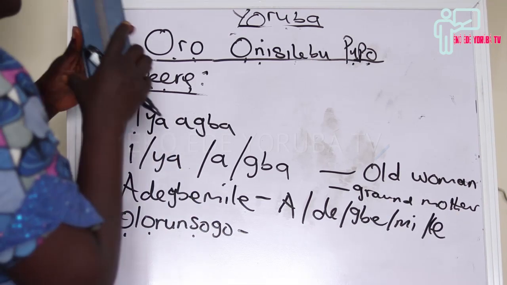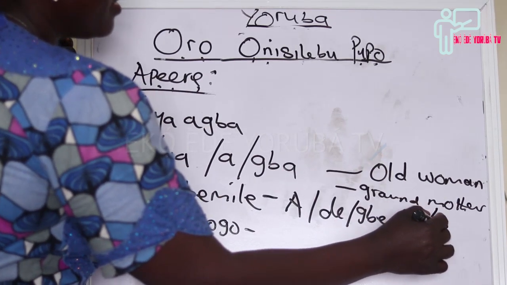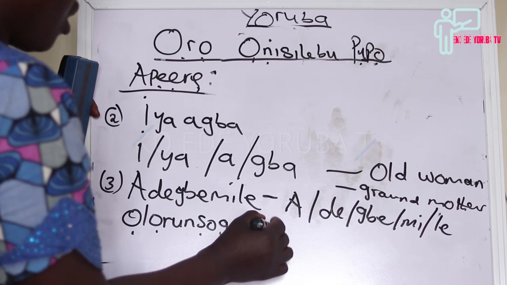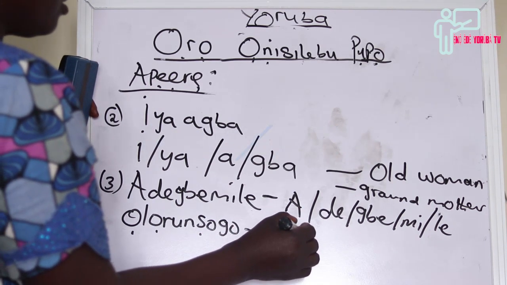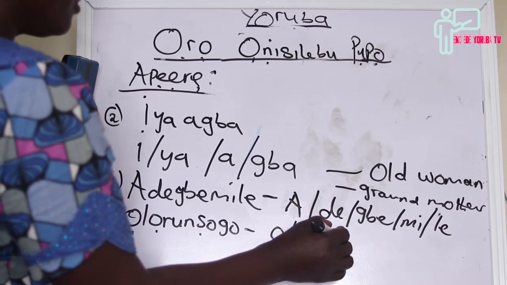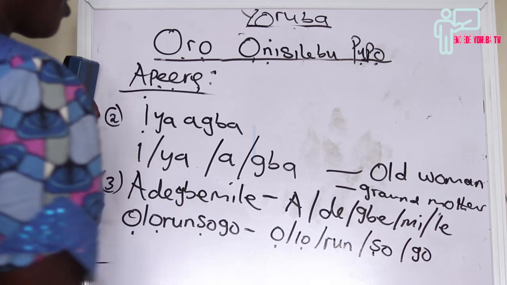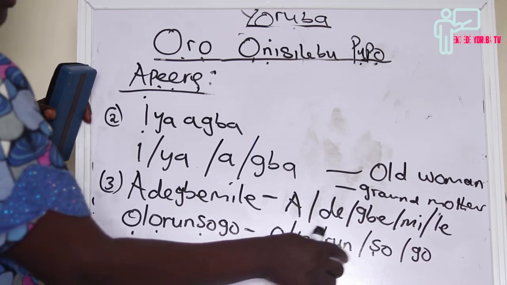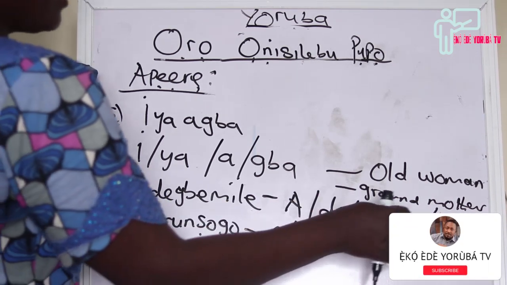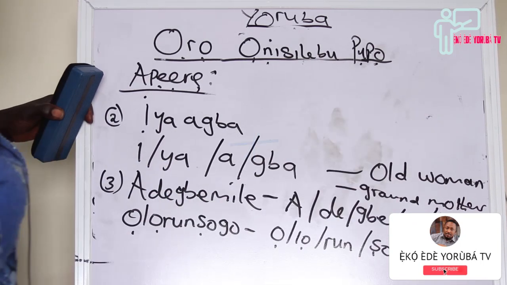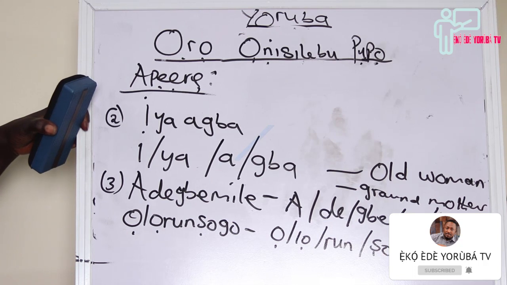You can see. Adegbemile. Let me write it very well. Adegbemile. You see that I put a font at the bottom. Lọ́run ṣògo. Ọlọ́run ṣògo. Adegbemile. You can see now the way you call it.